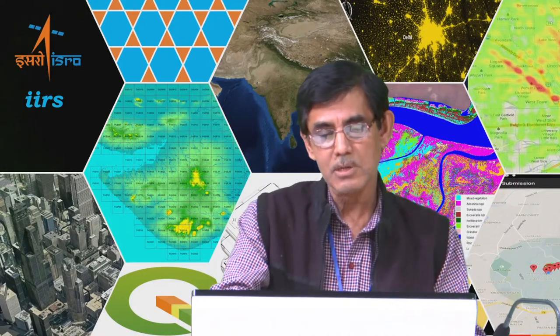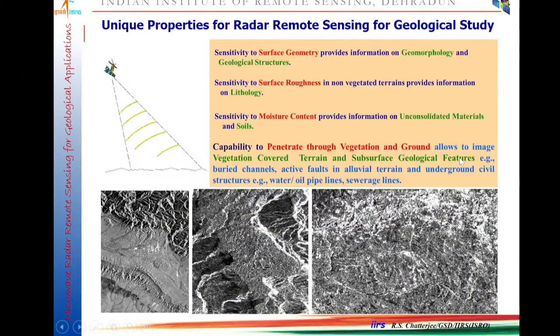Yesterday we discussed thermal remote sensing, and particularly the advances in thermal remote sensing in terms of data availability, thermal satellite missions and thermal sensors, then data processing, and different kinds of applications. Also, we have started this year microwave remote sensing, and the recent advancements in microwave remote sensing for geological applications. Now we are continuing with that.